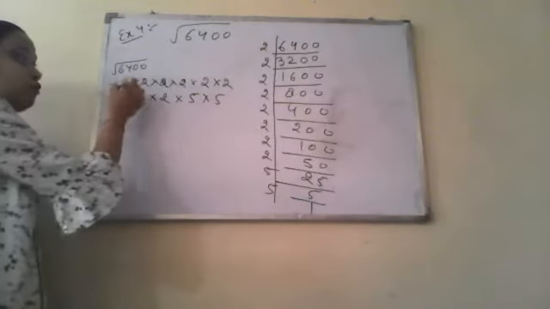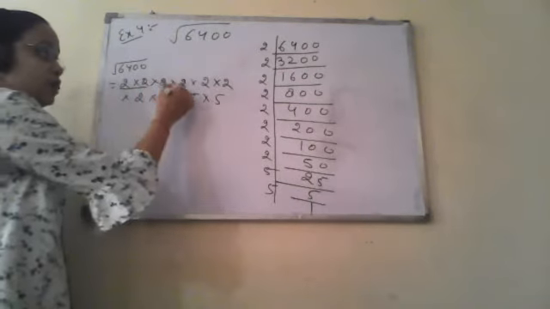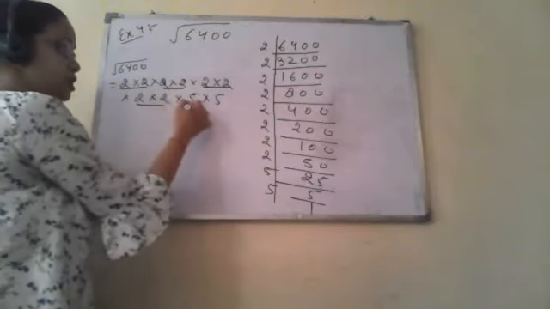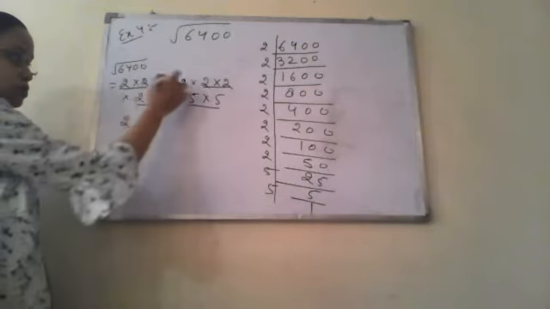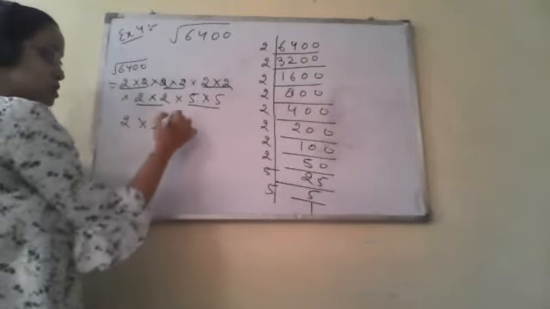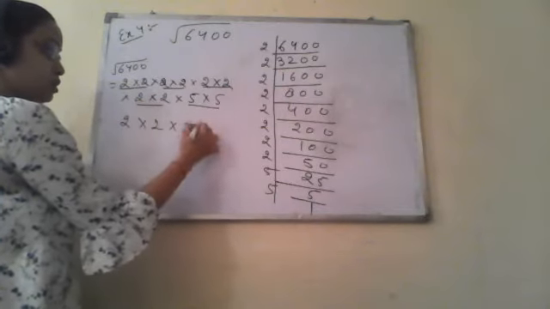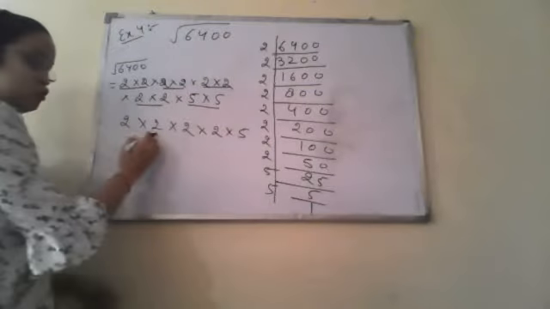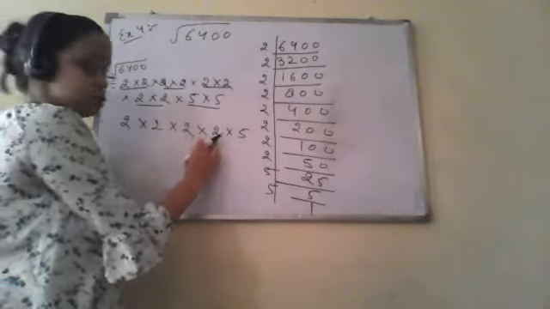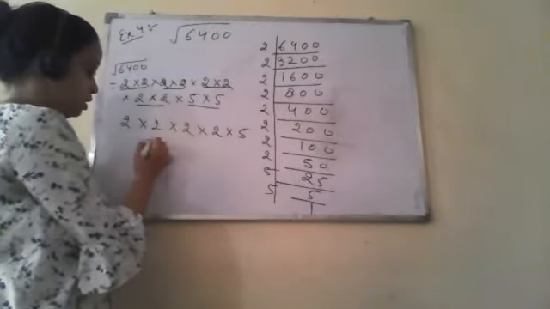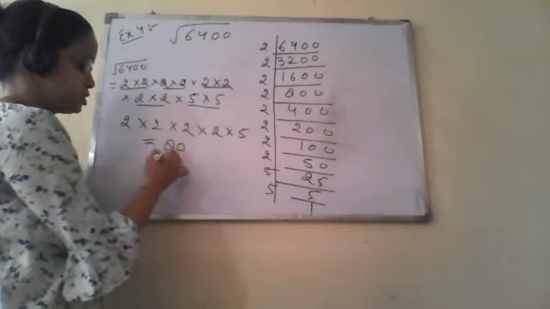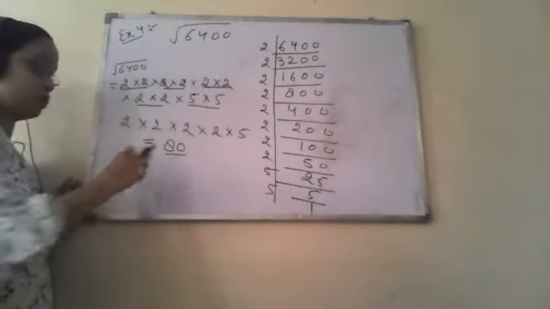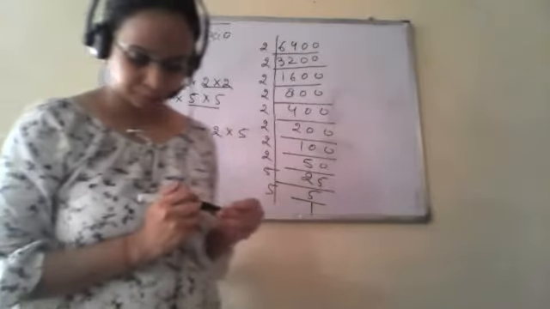Okay. Now from each pair we have to take one number out. From this pair we have 2, again 2. From this we have 2, and from this we have 5. 2 2s are 4, 2s are 8, 2s are 16, 16 5s are 80. So the square root of 6400 is 80. Clear?